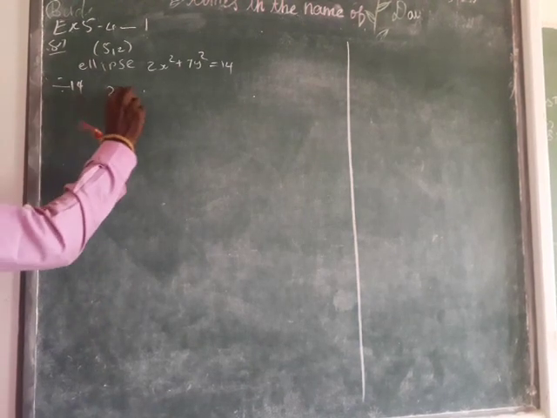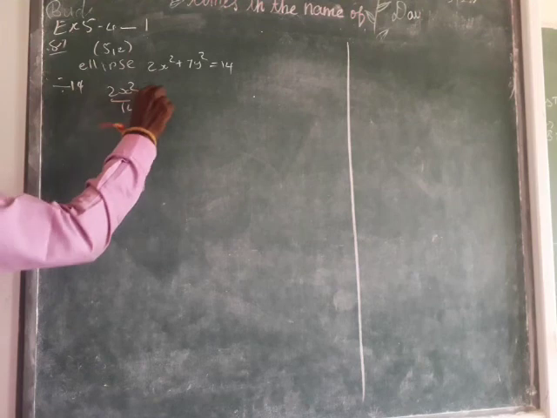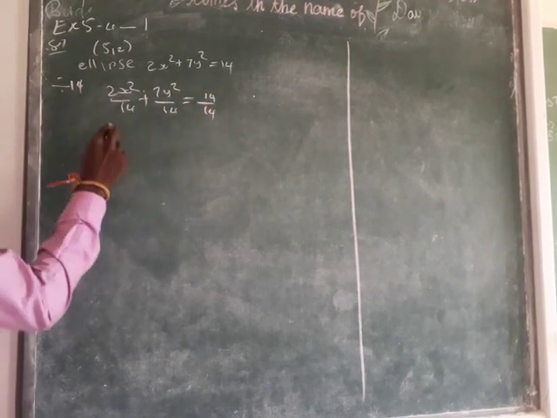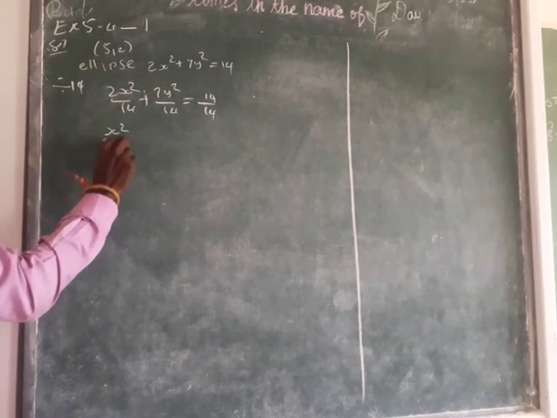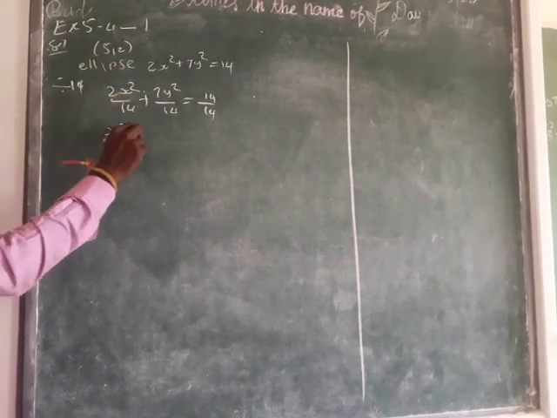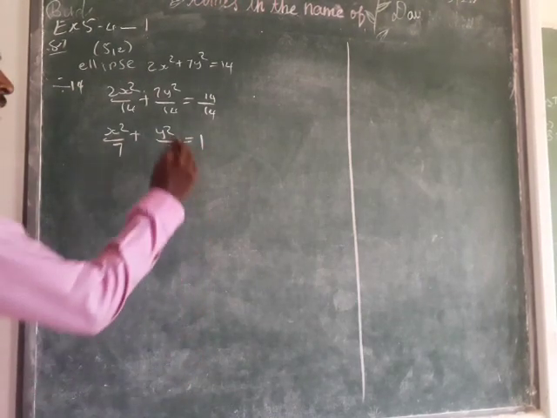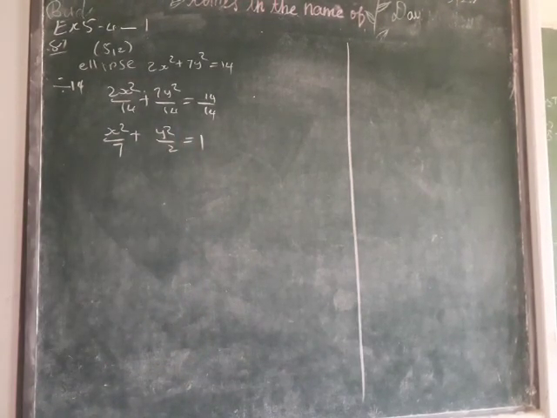So 2x squared by 14 plus 7y squared by 14 equals 14 by 14. Finally, after eliminating, it becomes x squared by 7 plus y squared by 2 equals 1. This is the standard form of the equation of the ellipse.